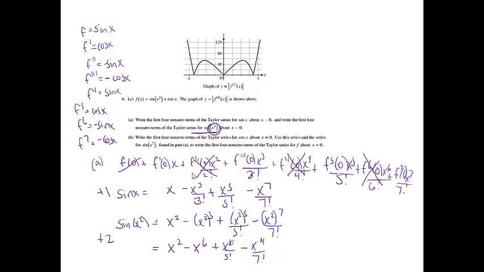Okay, on this one, I'm not going to do it the long way. I'm going to assume that I have the formula memorized, because we found in part A it would have been so much easier. So cosine x, and we need the first 4 non-zero terms again. So I'm going to have 1 minus x squared over 2 factorial plus x to the 4th over 4 factorial minus x to the 6th over 6 factorial.